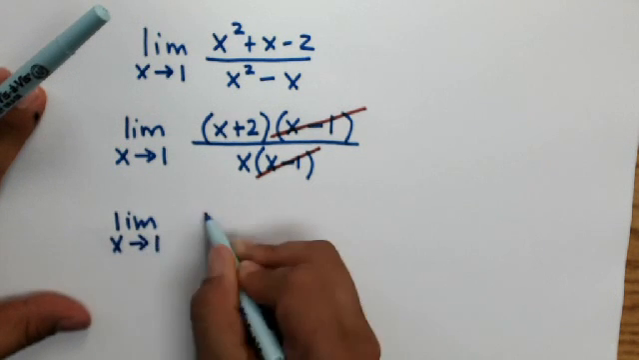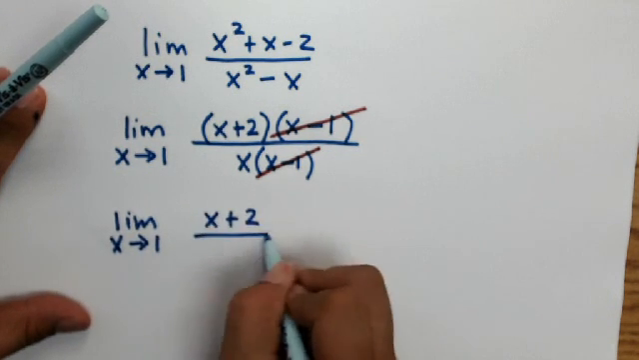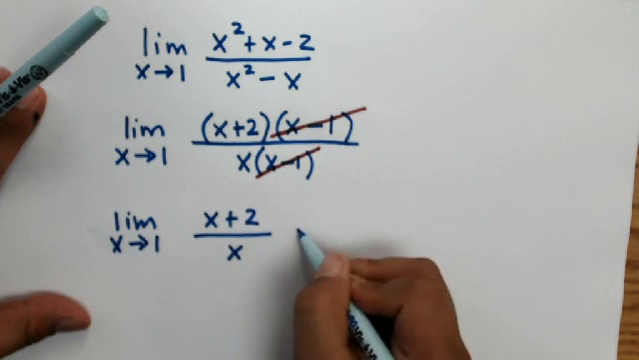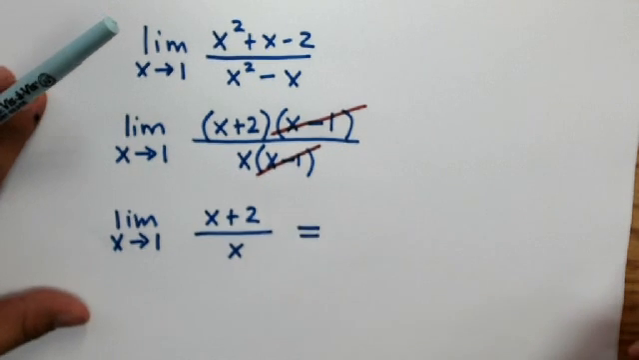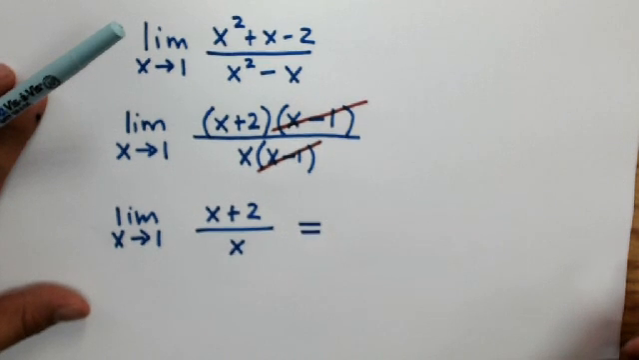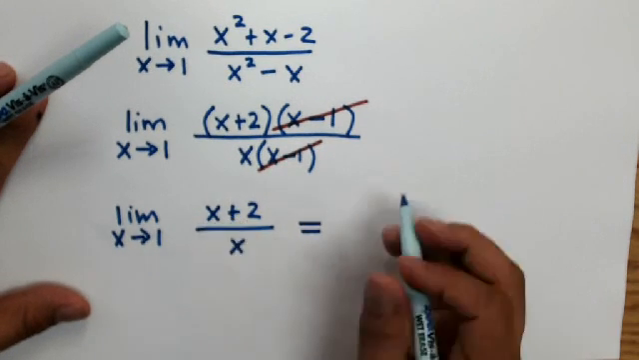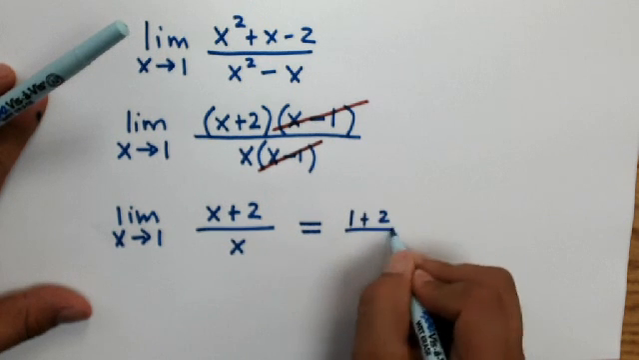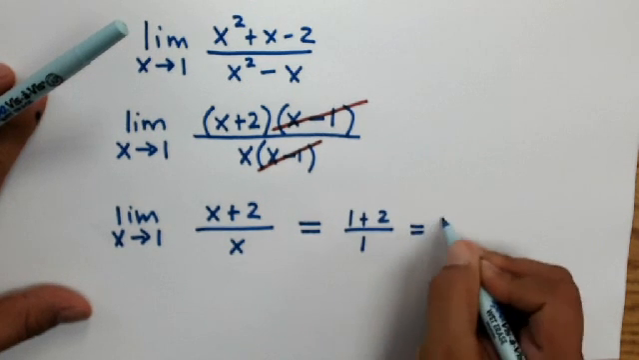Okay. x plus 2 divided by x. Now, what would be our step? Substitute 1 plus 2 over 1, which gives us what? 3.